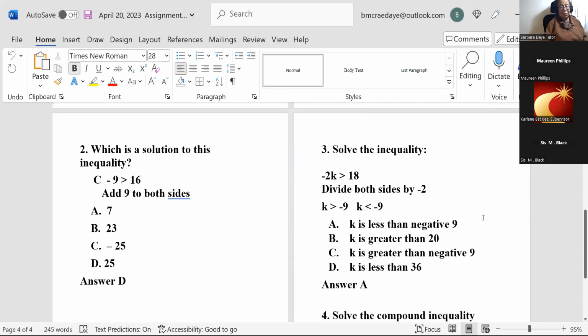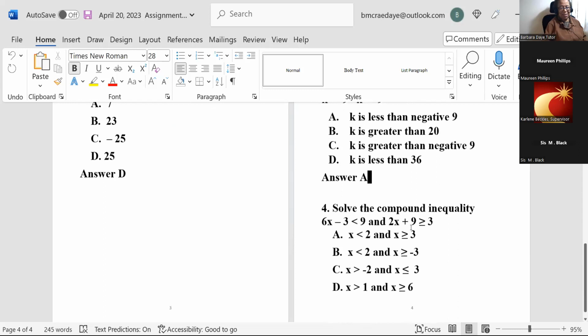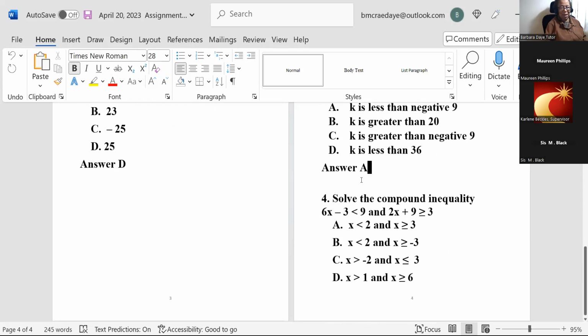Got it? Questions? All right. Now, Maureen, here's your compound inequality. You wanted to do that before, right?